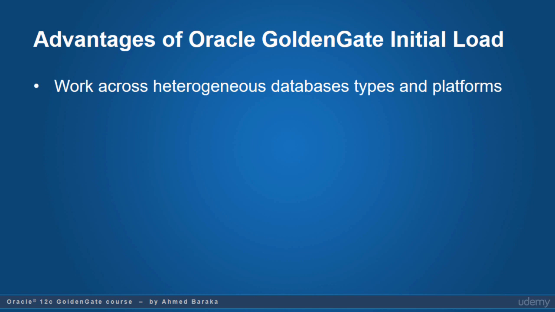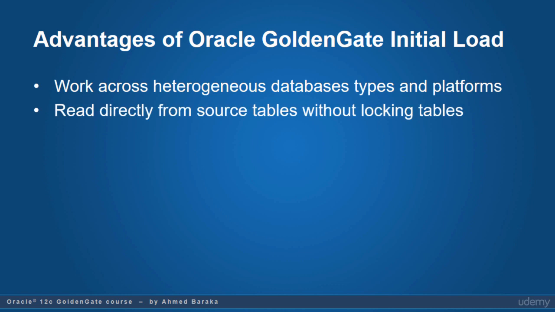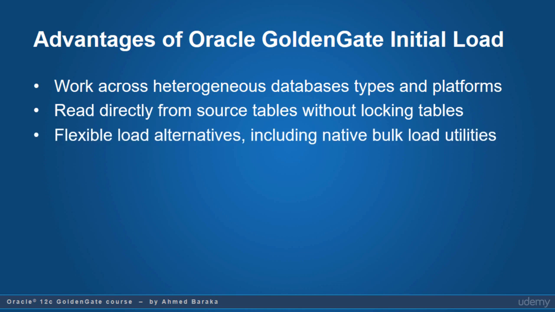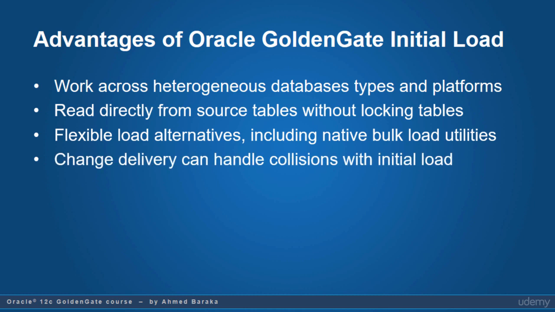GoldenGate initial load methods work well across heterogeneous databases, and that's perhaps the main reason why you may consider using it. While the initial load is going on, the extract reads directly from the source tables without locking the tables. Oracle GoldenGate provides 4 methods to perform the initial load, and you will select the one that is most suitable for your case. If your target objects already have data, GoldenGate Change Delivery can handle the collisions during the initial load.